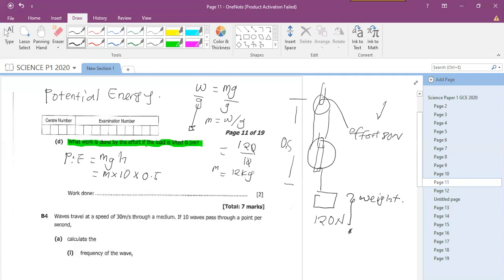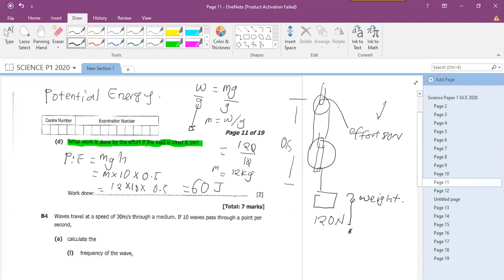So all we have to do now is substitute where there is mass, we put 12 kg. Our potential energy will be mass, which is 12, times gravity, which is 10, multiplied by the distance we've been given, which is 0.5. Remember, potential energy is in joules. So 12 multiplied by 10 multiplied by 0.5 will be 60 joules. That's the work that has been done against gravity. So this is how you handle a question on pulleys.